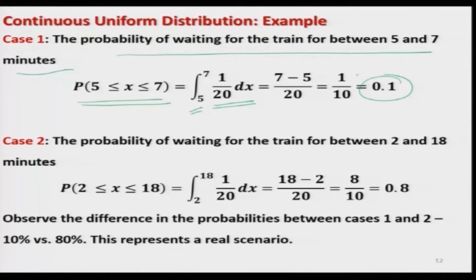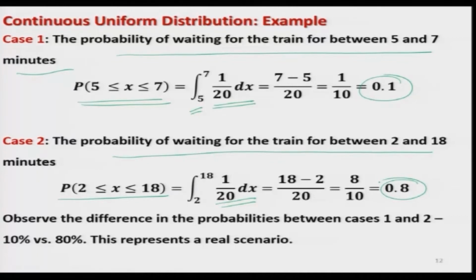And similarly, if you want to find the probability of waiting for the train between 2 and 18 minutes, then the probability that x lies between 2 and 18 is the integral from 2 to 18 of 1/20 dx, whose value comes out to be 0.8. So, now you can see whether these two statements make sense or not.